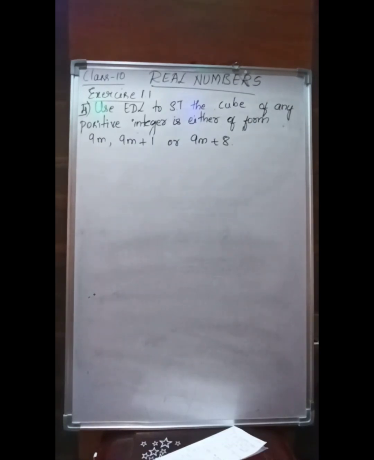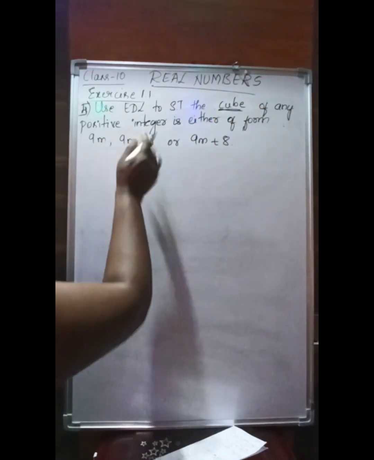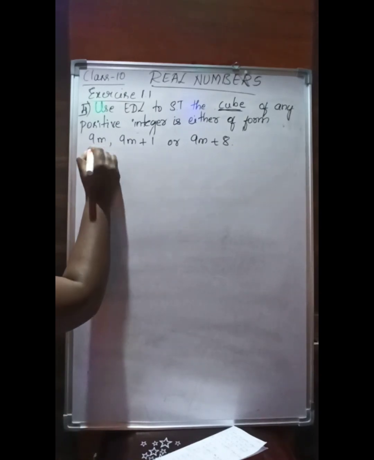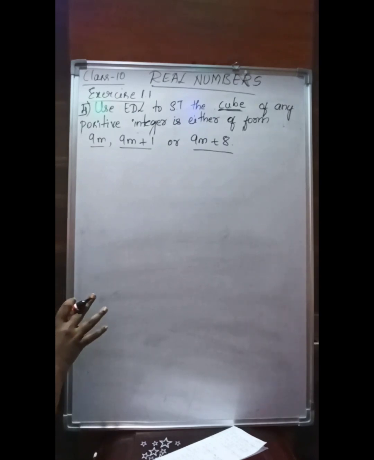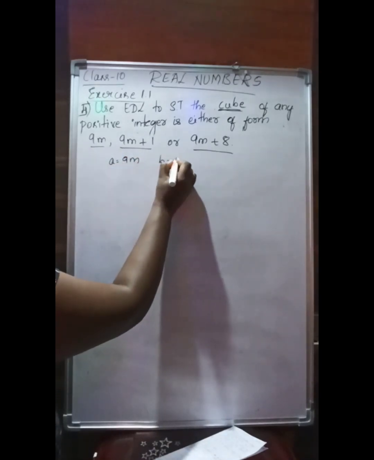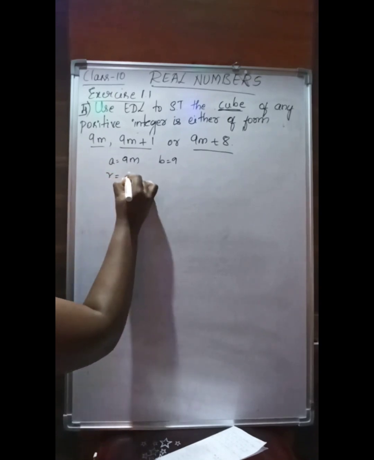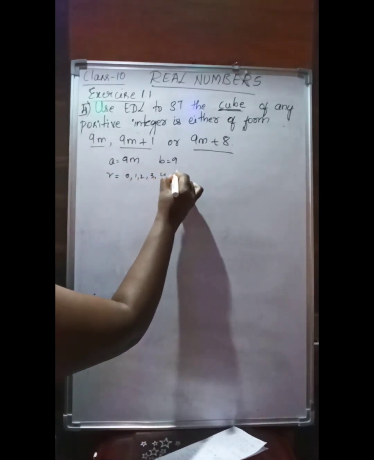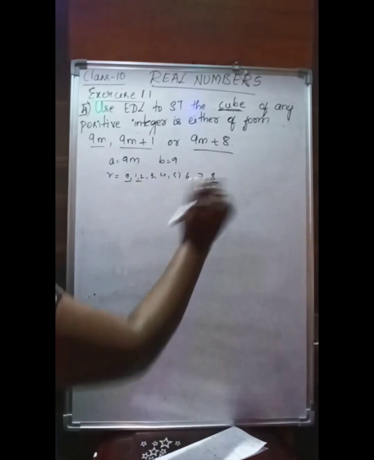Fifth problem is, use Euclid's division lemma to show that the cube of any positive integer is either of the form 9m, 9m plus 1 or 9m plus 8. So here what you have to do, you have to consider b equals 9, okay, not 3. Clear? So whichever they have given, consider that and do it. Don't do it for all the values 0 1 2 3 4 5 6 7 8. Only do it for 0, 1 and 8. Clear?